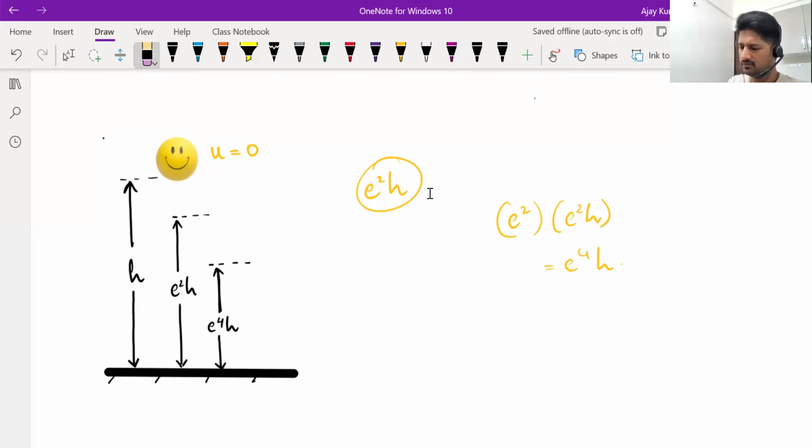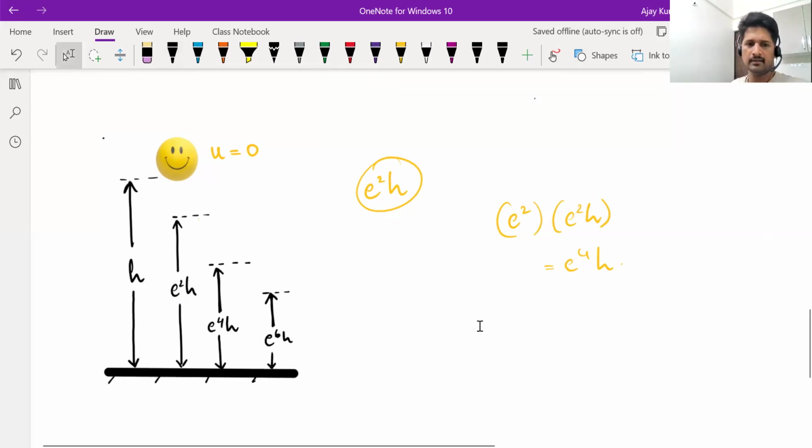Rishi, you tell me, when it bounces off the ground for the third time, to what maximum height will it rise? Sir, is it e to the power 8? Think carefully and answer. No, it's not e power 8. It's falling from a height of e power 4 h. Okay, when it bounces for the third time, it will be e square into e power 4 h, which becomes e power 6 h. Next will be e power 8 h and so on. Okay, it will keep bouncing.